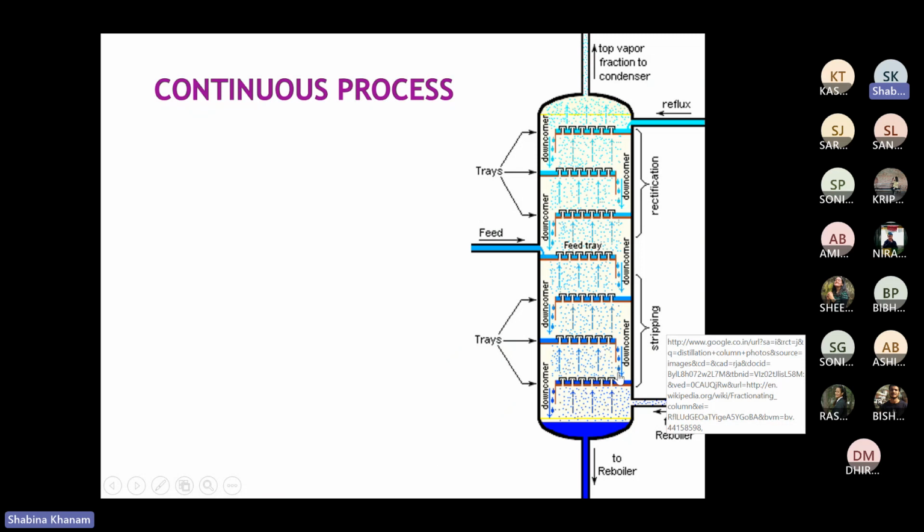So what will happen in the stripping section? In the stripping section, the component which is available in rich amount in the liquid will be transferred to the vapor. So here constituents are transferring from the liquid phase to the gas phase or vapor phase, and therefore it is called stripping. That we consider from liquid phase to the gas phase.